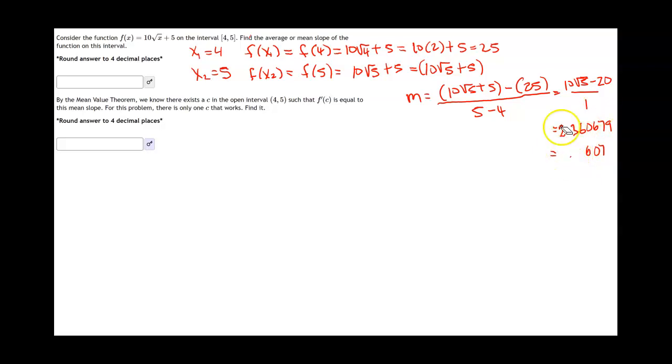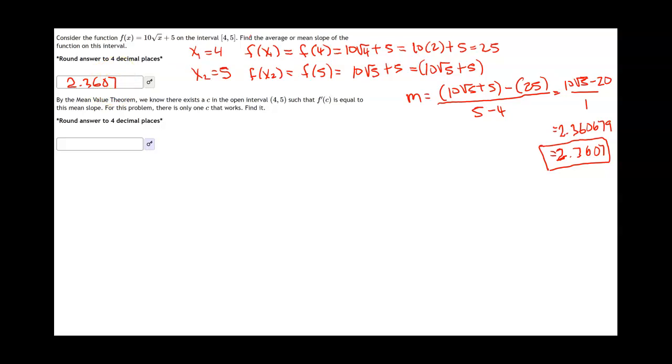Wow. Sorry about my pen. You know what? This is the best I want to do. So 2.3607, this is going to be the answer for part A. Okay, it's an ugly looking 2, but you guys get the point.